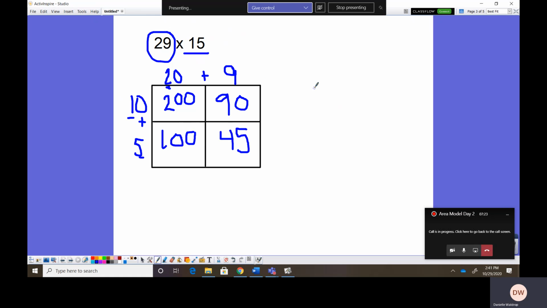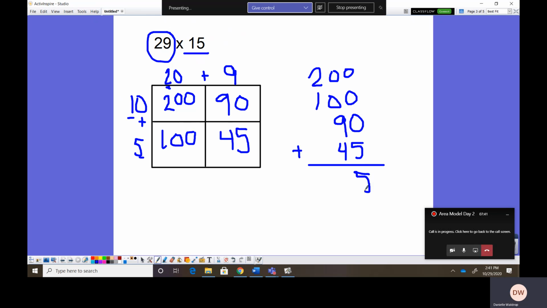Okay, so go ahead and stack them and add them. I'm going to put 200 plus my 100 plus 90 plus 45. Okay, let's stack and add. I have 5 ones. 10s, 9 plus 4 is 13, so I put my 3, carry my 1. Don't forget to add it in a minute. 2 plus 1 is 3, plus that 1 that we carried would be 4. So you get a product of 435.